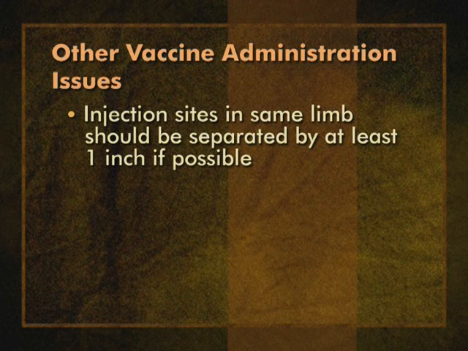If more than one vaccine is to be administered in the same limb, the injection sites should be separated by at least 1 inch if possible. This separation allows any local reactions to be differentiated. Vaccines that contain tetanus and diphtheria toxoids may cause more soreness than other vaccines, so you may want to give this vaccine alone or in the limb with a subcutaneous injection.